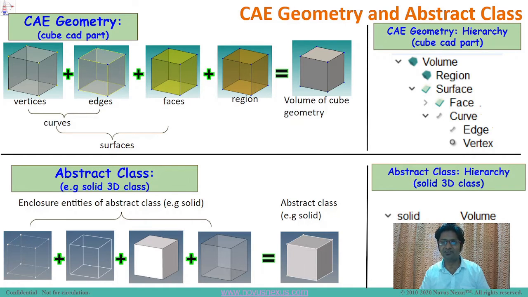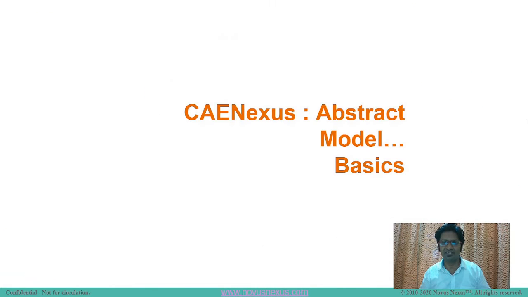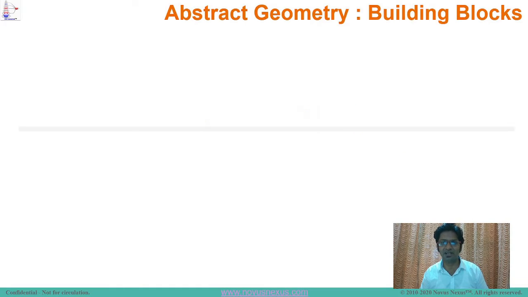Up till now we have seen what an abstract class is, how exactly it differs from the CAE geometry, and what the enclosure entities are. Now going further, we will see how one can use the abstract classes in the CAENexus workflow and set up the simulation physics. We have seen abstract classes. Those abstract classes are used in the abstract model to set up the physics. So let's now see some basics of the abstract model.